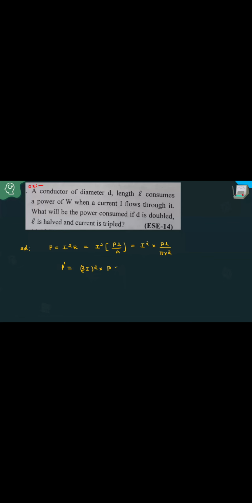Length is halved, that is L by 2, by pi into diameter doubled. Diameter is double means radius is also double. This is equal to 9 by 2 into 4 into I square rho L by pi r square. I square rho L by pi r square is how many watts? W watt. Then P dash equals 9 by 8 W.